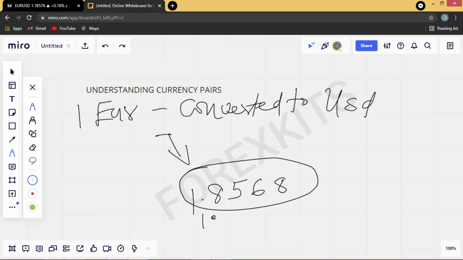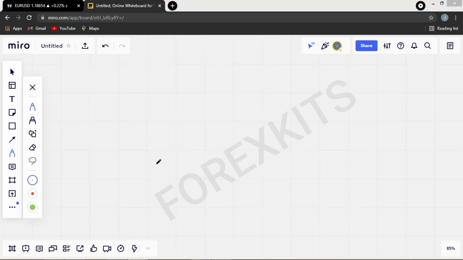So that means that if you have 1 euro and you are in the United States, and you want to convert that to the local currency, this is what you are going to get. If you have 2 euros, you'd have to multiply this by 2. So back to our example, 1.8568, this is the price, right?